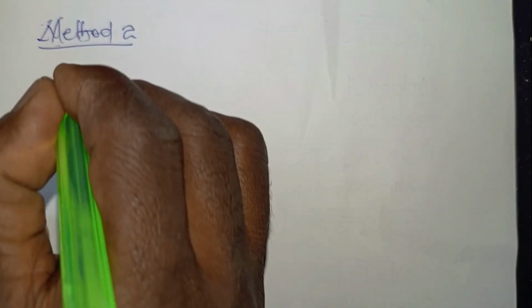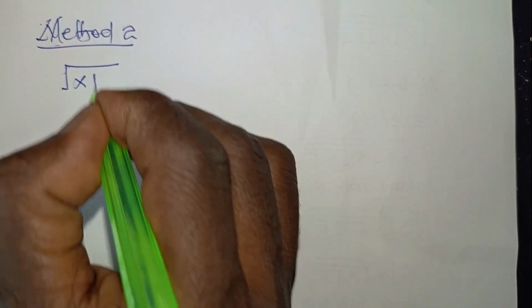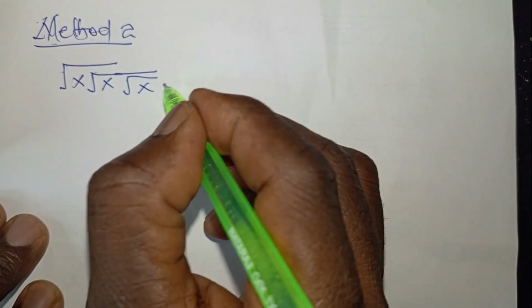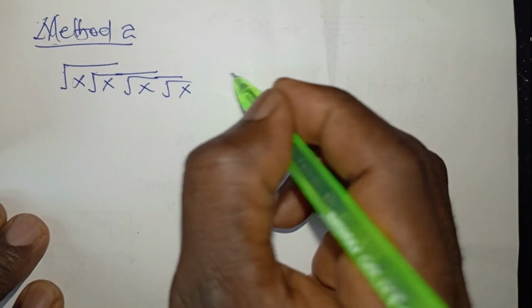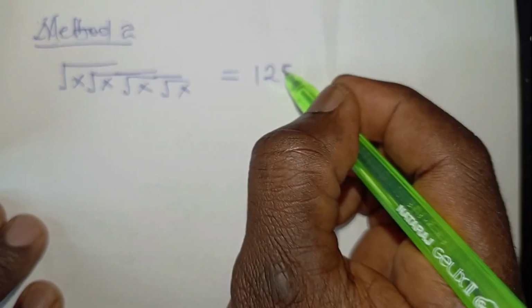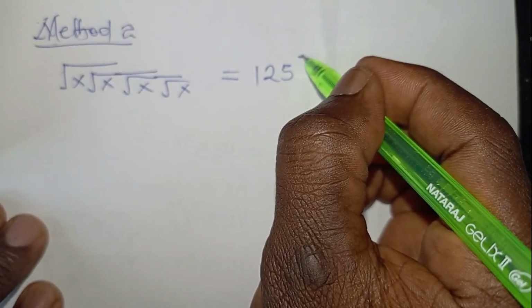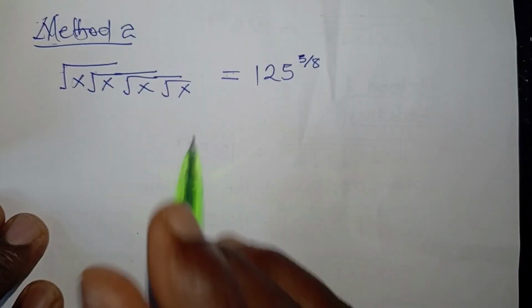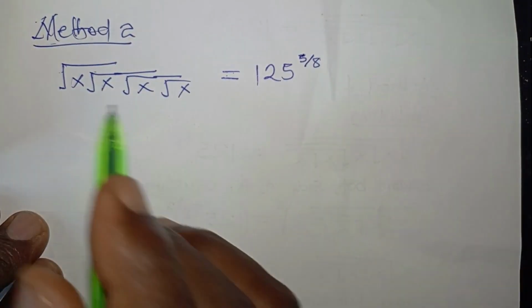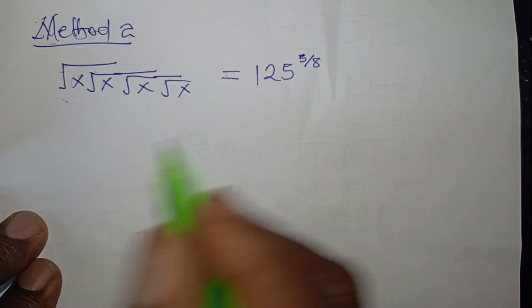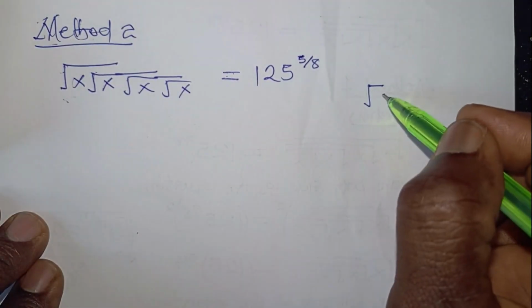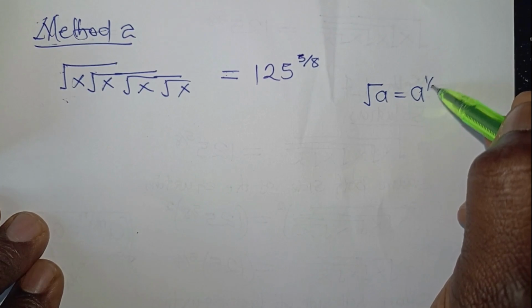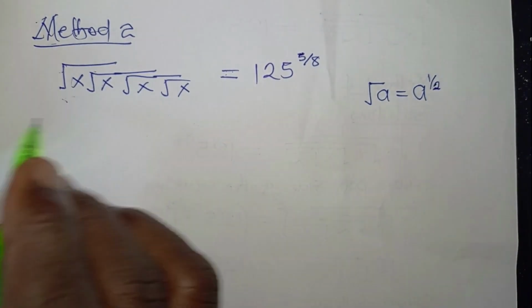Method 2, we have square root of x, square root of x, square root of x, and square root of x equals 125 raised to the power 5 over 8. This is the equation. So here we are trying to rewrite square root of a, which is the same as a to the power half. So here we can write this one.